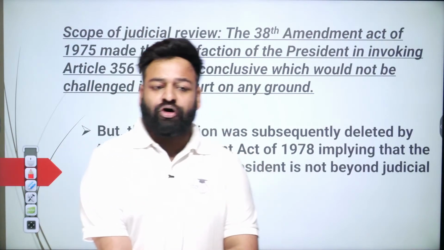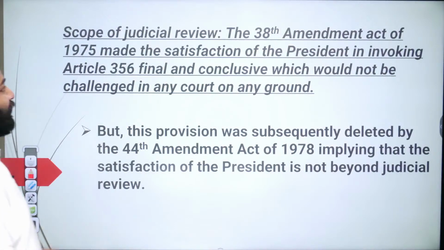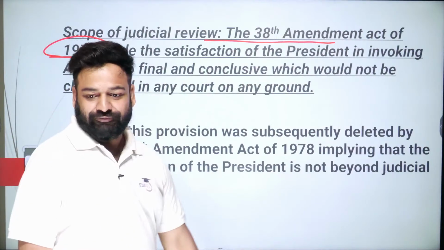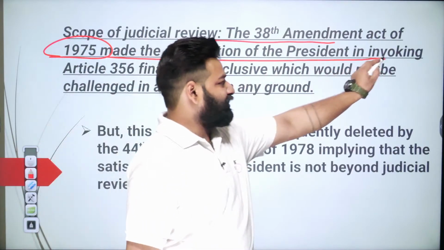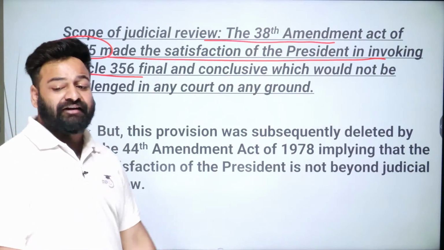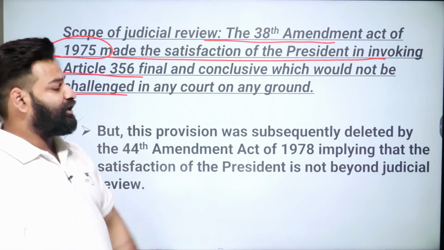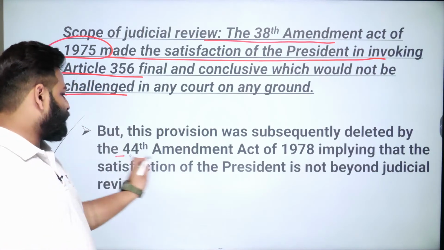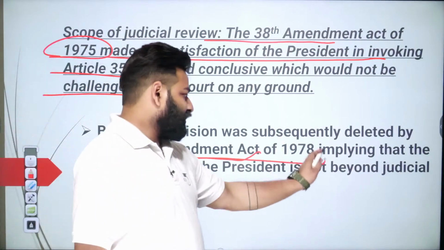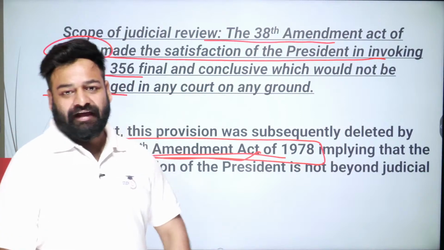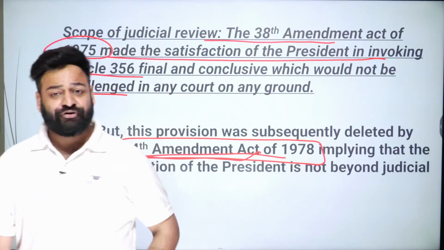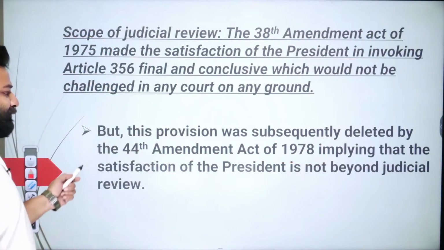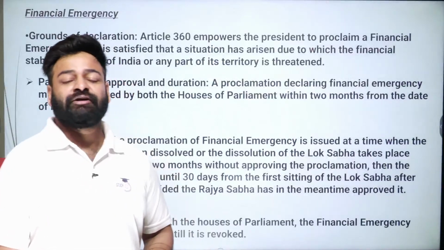Now the scope of judicial review, very same one. The 38th Constitutional Amendment Act of 1975 made the satisfaction of the President in invoking Article 356 final and conclusive, which would not be challenged in any court on any grounds, that is, immune from judicial review. But subsequently the 44th Amendment Act came to the rescue of democracy and said that no, just like emergency comes into the purview of judicial review, so does the President's rule. So the 38th Amendment removed judicial review, and the 44th Amendment reinstated it.